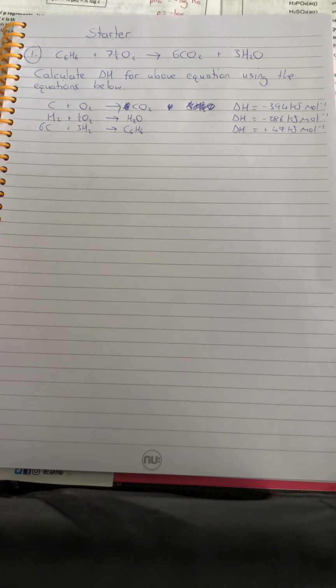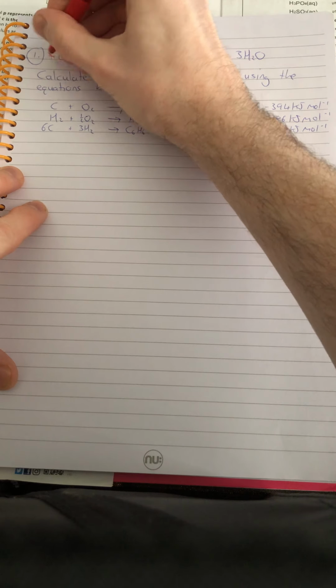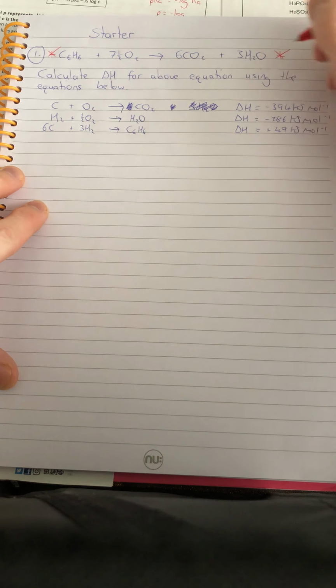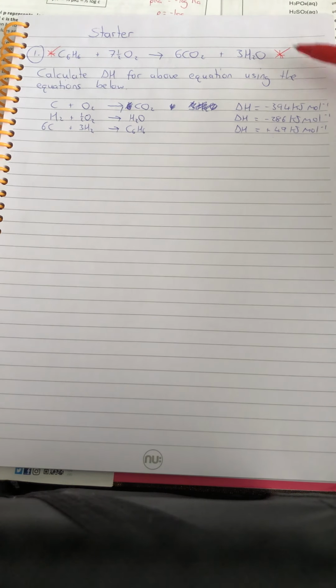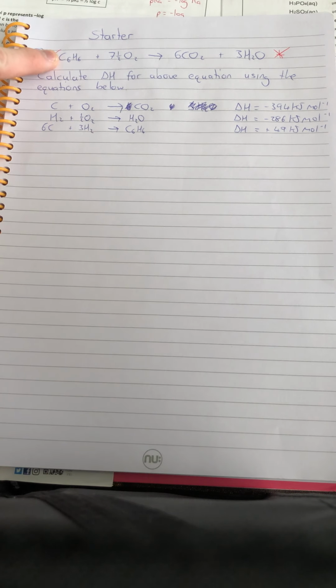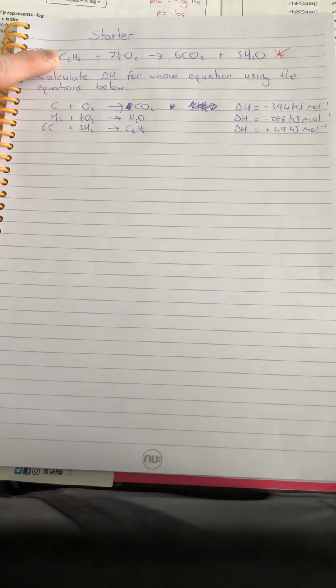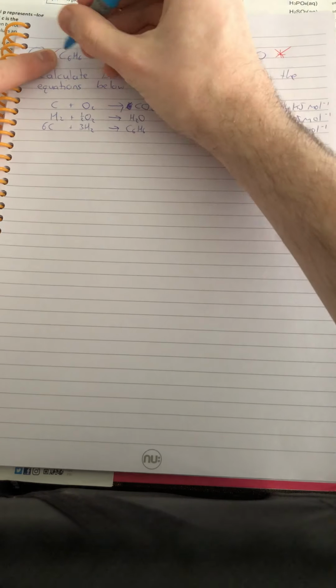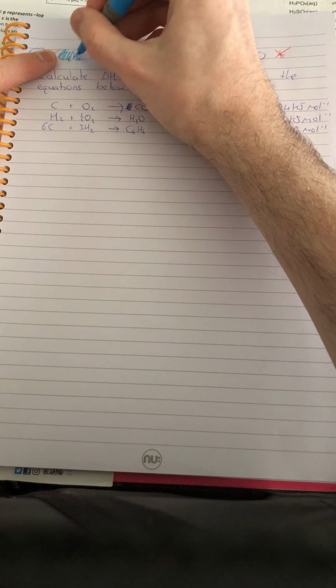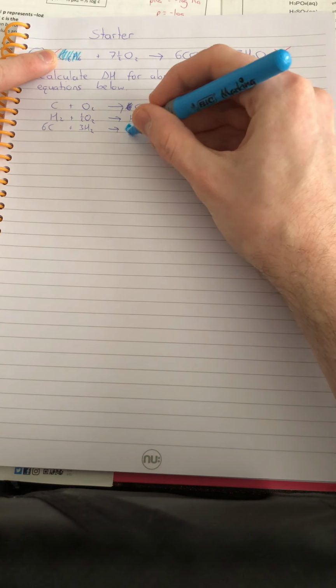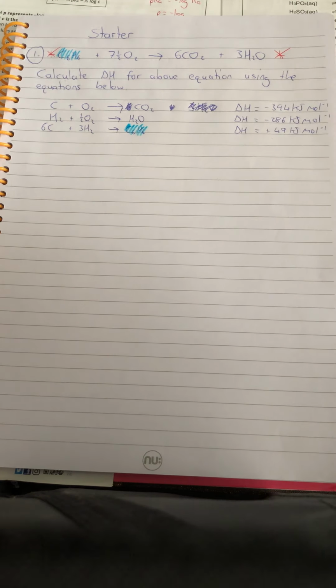Right, so we've got our target equation, so the first thing we want to do is star that, and that's always the one that we don't have a delta H value for. Okay, now calculate delta H for the above equation using the equations below. So we start here and we have a wee look, so we say, where do we see C6H6 about? Okay, so highlight that, and we see it in the third equation on the right hand side.